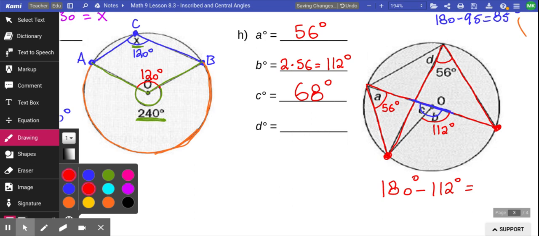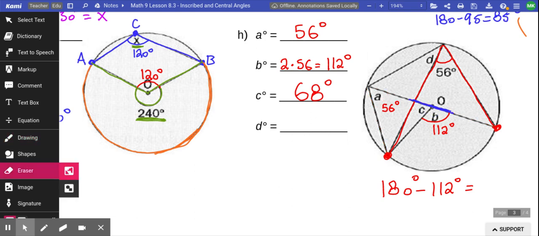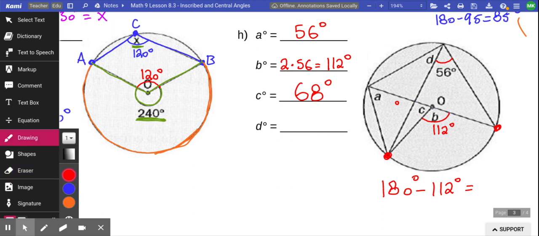I'm just going to label that. Give me a second. Try to clear off some of my work. So we now know, sorry, I erased angle A by accident. That was 56 degrees. Angle B was 112. Angle C was 68 degrees. And then we have angle D over there. Angle D is going to be a tricky one.